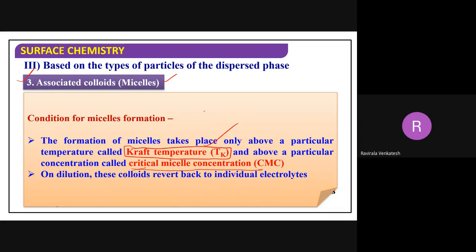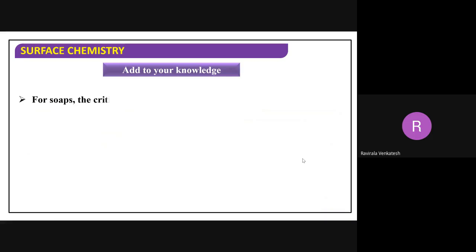This can also be useful for one more question. The concentration at which a micelle is forming is called the critical micelle concentration. For example, after adding 1, 2, 3 moles of the polar particles, that amount you call the critical micelle concentration. On dilution, at less concentration, these act as electrolytes, individual ions, like NaCl. Once you increase the concentration, they act as micelles. The best example is soaps.